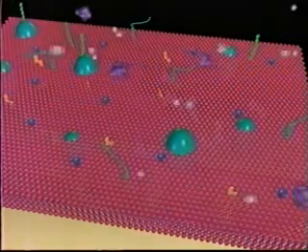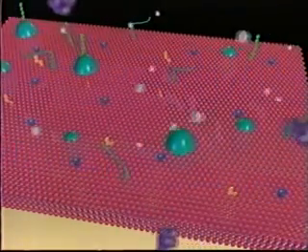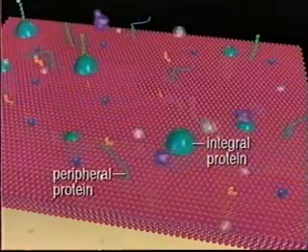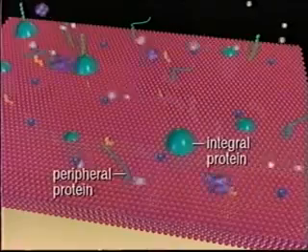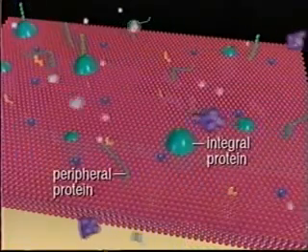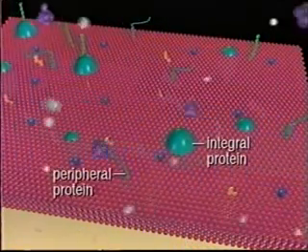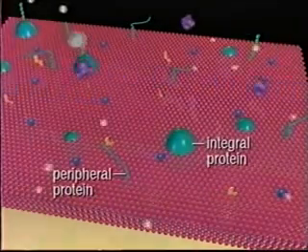There are two major populations of membrane proteins. Integral proteins, which are part of the membrane structure and usually span the width of both phospholipid layers, and peripheral proteins, which are bound to the surfaces of the membrane.